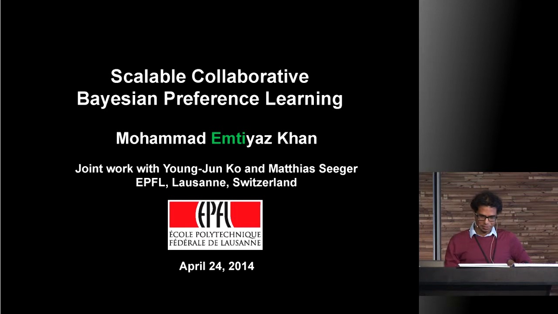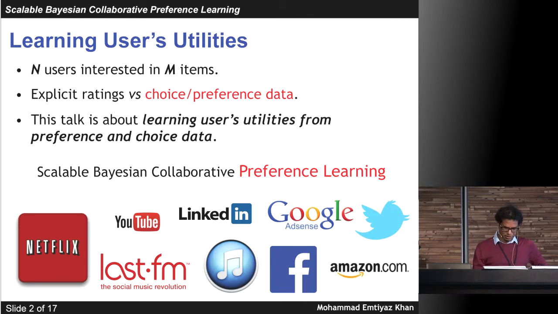We're all from EPFL. And I'll be presenting, the title is Scalable Collaborative Bayesian Preference Learning. So let me first go through explaining the title word by word. Consider a recommendation system with a set of n users, and they're potentially interested in a set of items, let's say m of them. In a traditional recommendation setting, like the Netflix challenge, it is assumed that users express their interest in an item by explicitly rating the item.